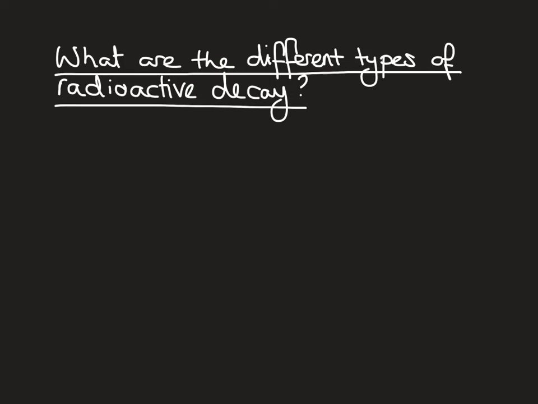And this leads us nicely onto our third and final question. What are the different types of radioactive decay? So these are the things that are given out by the nucleus as it is decaying, trying to become more stable. So let's have a little look at what we've got.